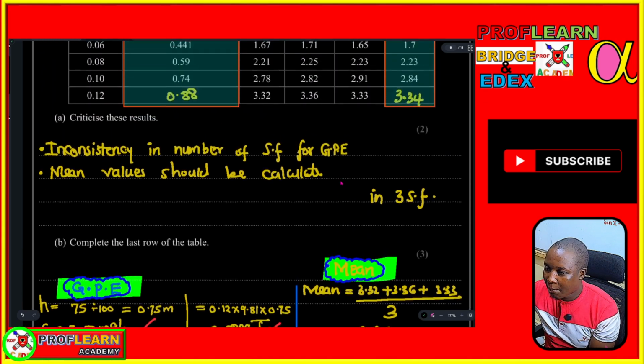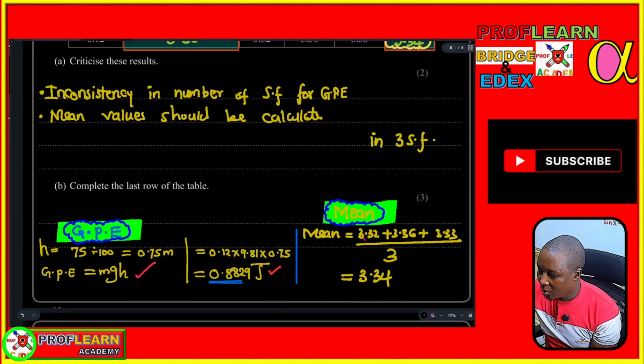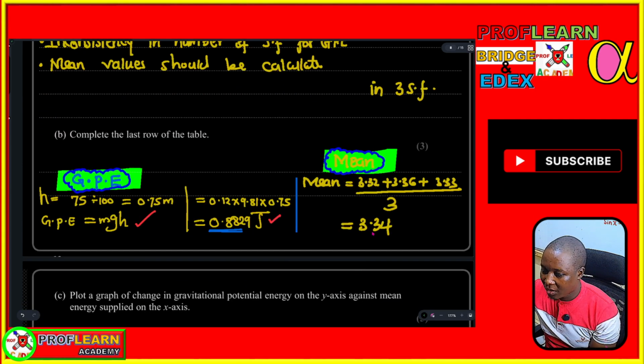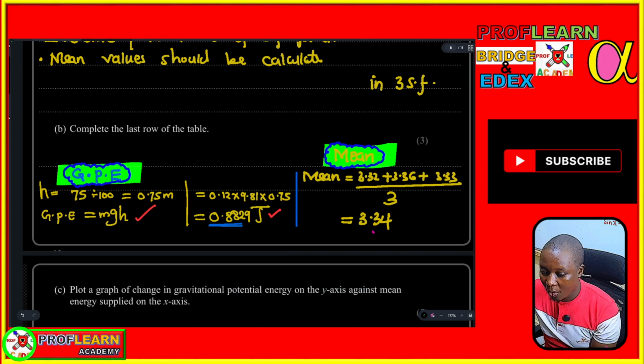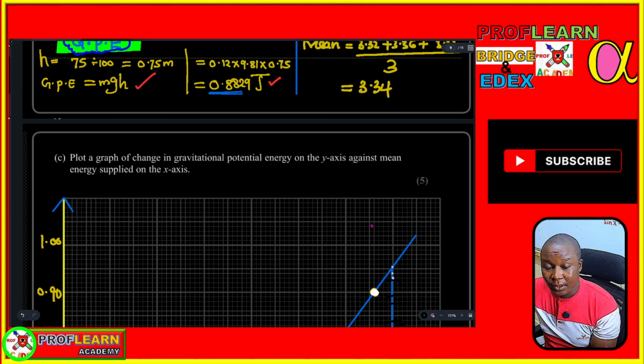In the second part of the table, we were being tested on whether we know how to work out the mean. We add this plus this, divide by 3, so that you get your answer as 3.34.